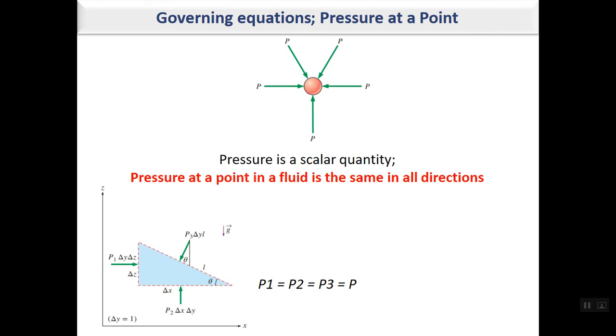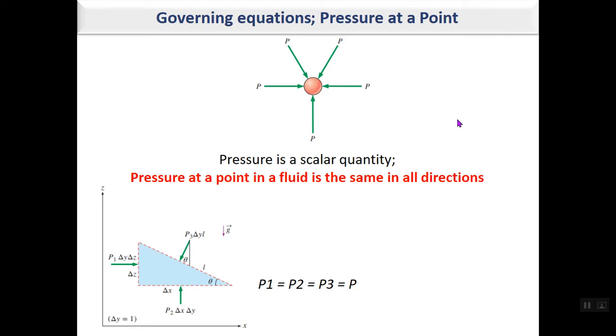The next section is the governing equation for pressure. You may remember, I'm not going into the detail because all these topics you read in the bachelor course. I'm just reviewing the points.